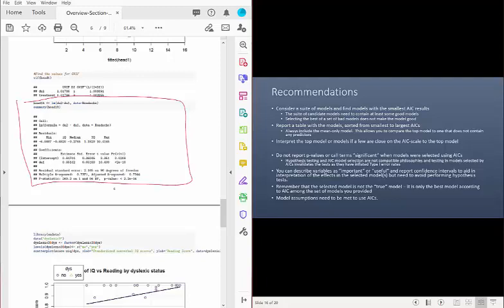You can describe variables as important or useful and report confidence intervals to aid in the interpretation of the effects in the selected model or models, but need to avoid performing hypothesis tests. Remember that the selected model is not the true model, it is only the best model according to AIC among the set of models you provided. Model assumptions need to be met to use AIC.